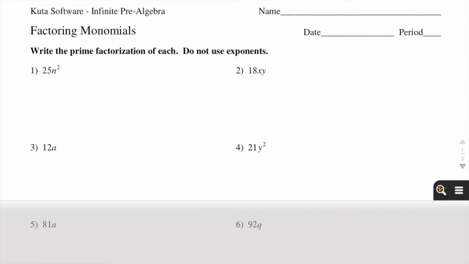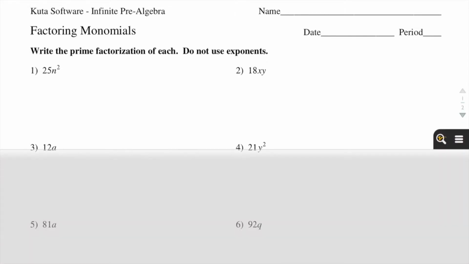This video is going to cover factoring monomials. We have to write the prime factorization of each and not write exponents. You've probably heard of the factor tree, and this is what we're going to use in this one. So let's start with the number 25. We're going to write 25, and keep breaking it down into its simplest form, if you will. So think of what two numbers multiply to 25.